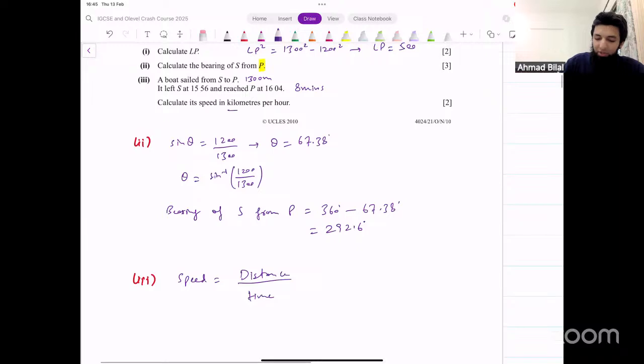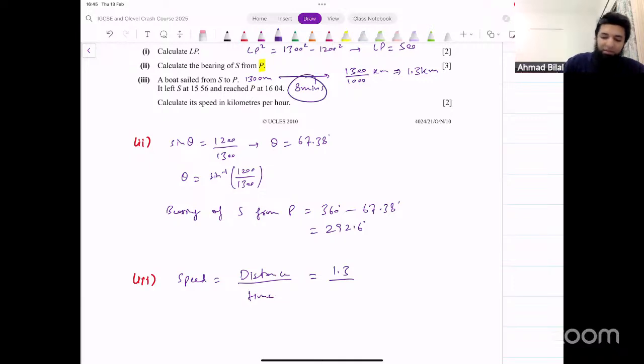It has to be in kilometers per hour, but the units that we have right now are 1300 meters and 8 minutes. How many meters do we have in 1 kilometer? 1000 meters. So this is going to be 1300 divided by 1000 kilometers, which gives you 1.3 kilometers. So the distance is 1.3 kilometers.